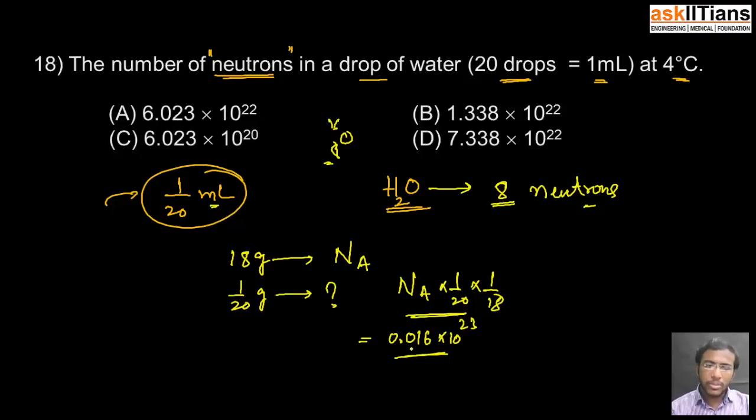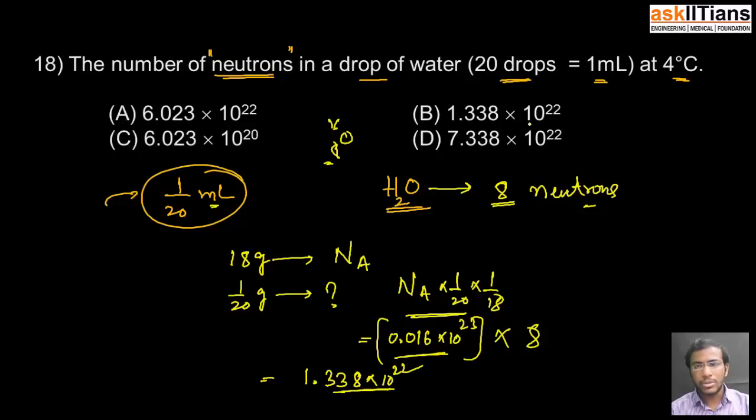So the total number of neutrons is this quantity into 8. If you solve this, you will get 1.338 into 10 power 22 neutrons. So B is going to be the correct option. Here what you need to know is the number of neutrons in one water molecule, and how you can calculate the number of water molecules. You can use this way to calculate that.